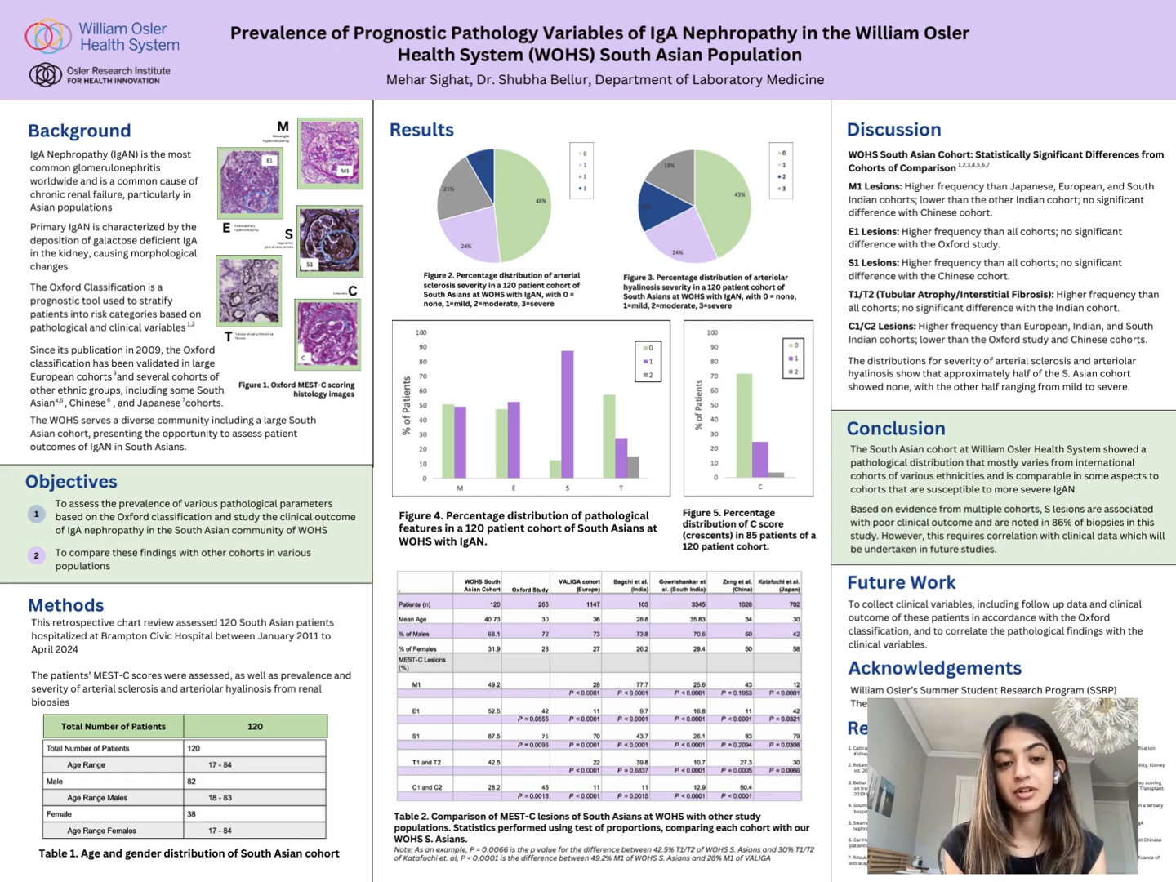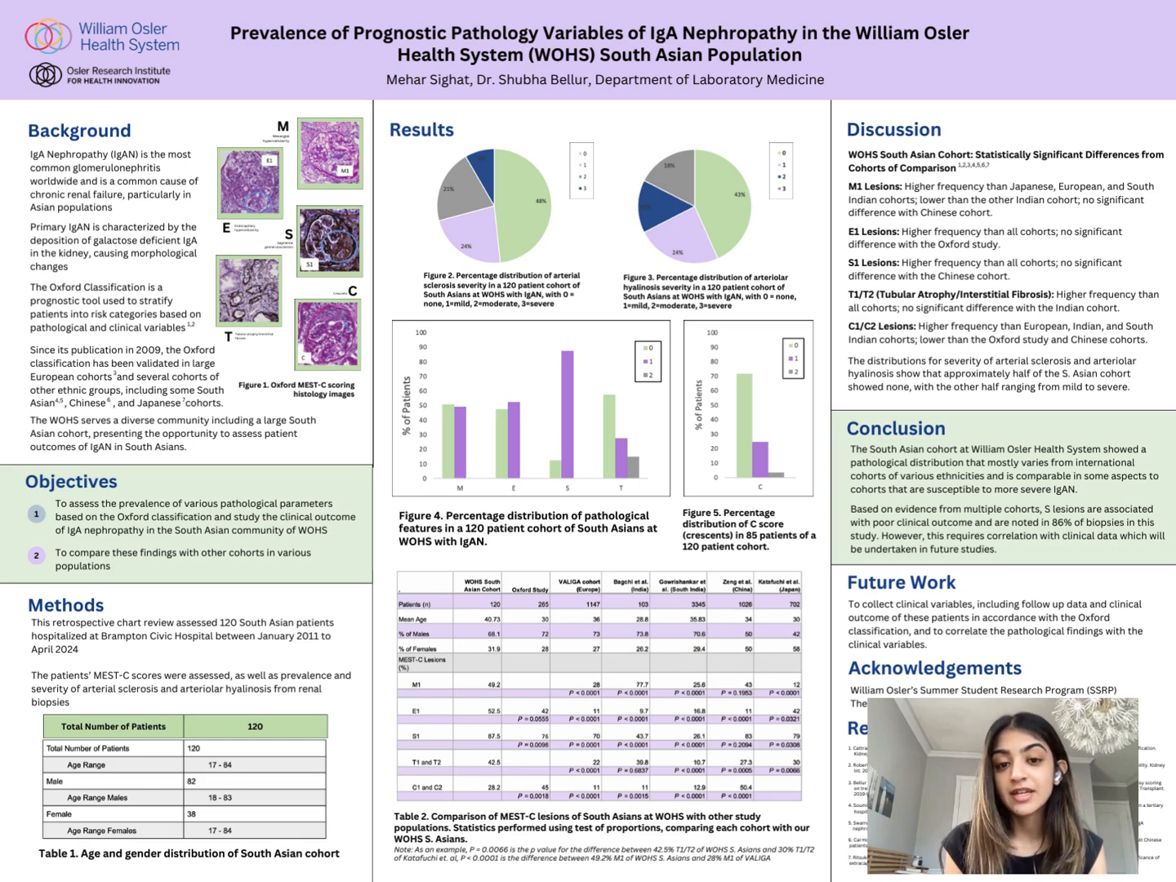Working with Dr. Shubha Balur, we've conducted research assessing the prevalence of various prognostic pathological variables of IgA nephropathy in the South Asian community at William Osler Health System. Now to begin, IgA nephropathy is a very common autoimmune disease that can cause chronic renal failure.